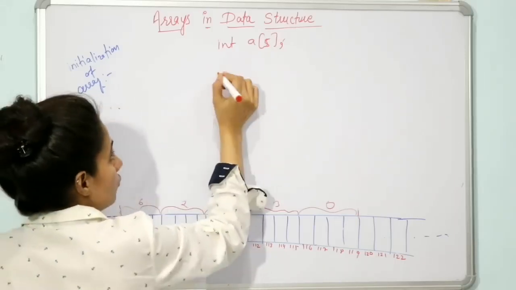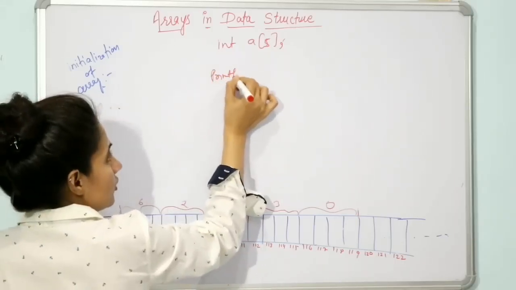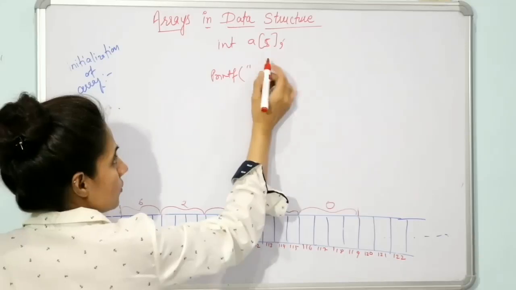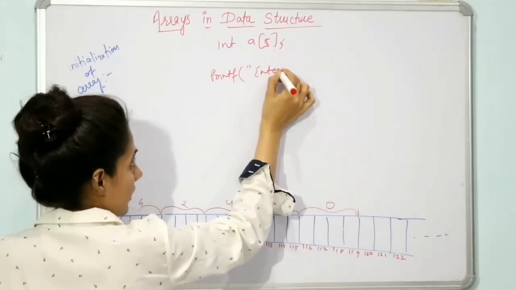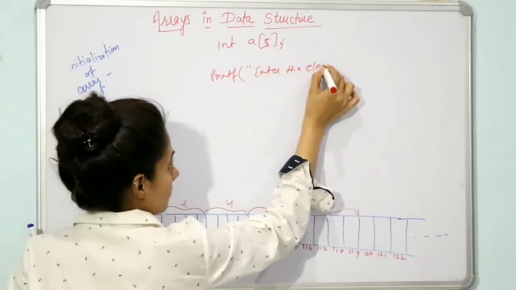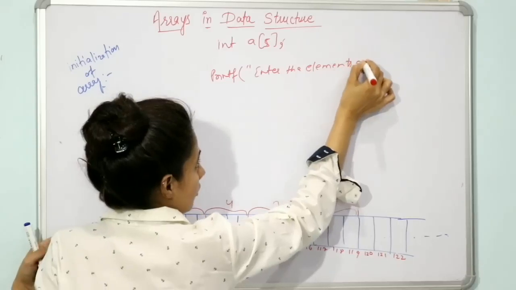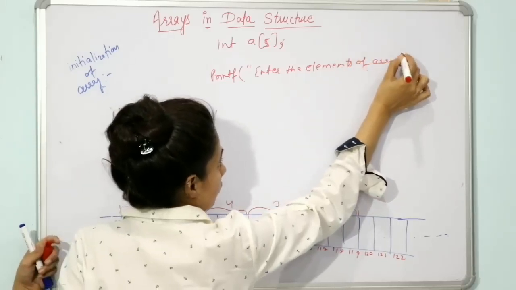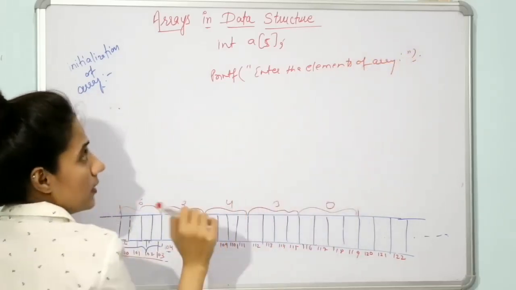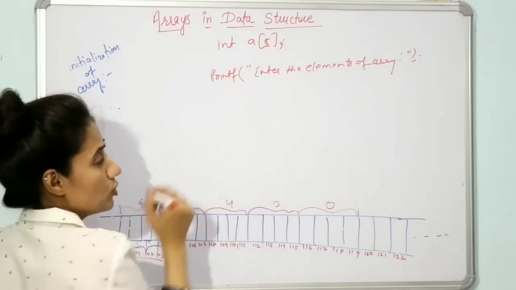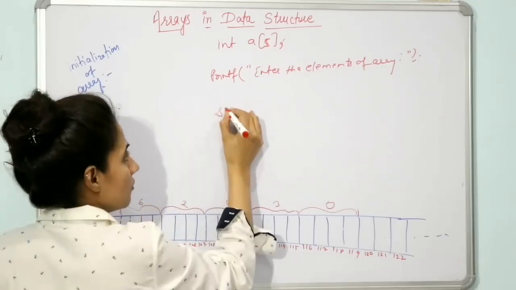So now what I'll do, see, printf function is for what? For printing something on the screen. So I am writing here, enter the elements of array. So this line is to be printed on your screen. Now for taking the input from the user, you will write what? Scanf.